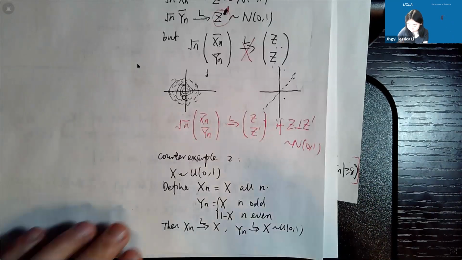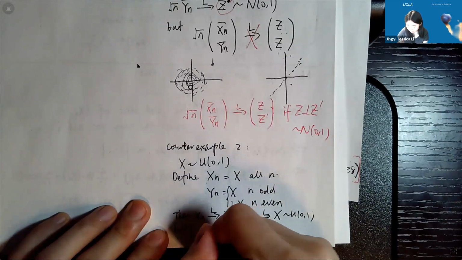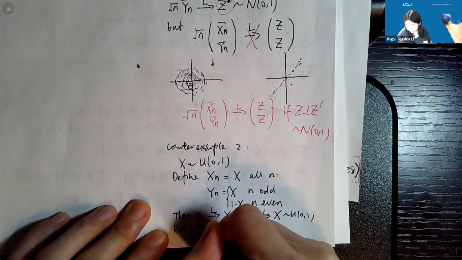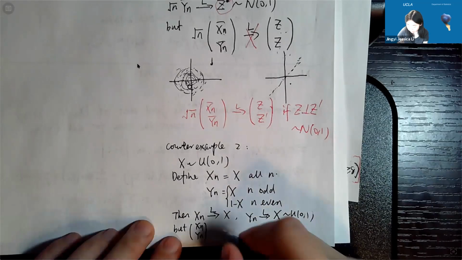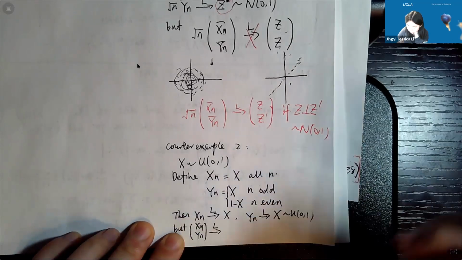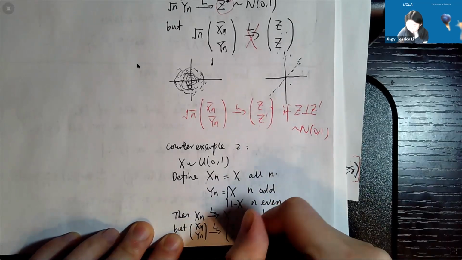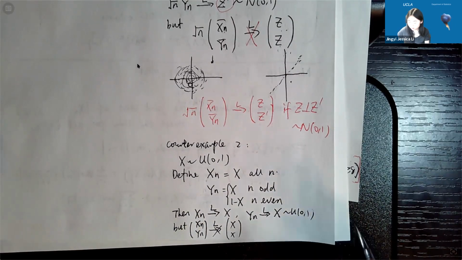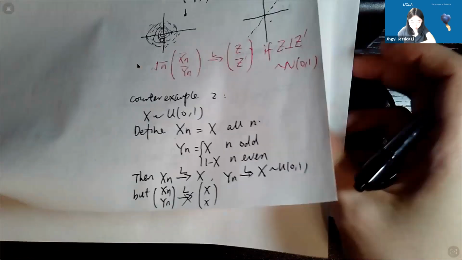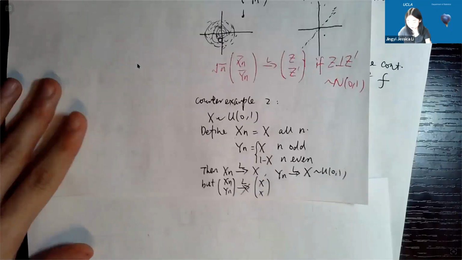But you see, the vector (Xn, Yn) is not converging in law. It's not converging in law to this X at all. The reason is this. Probably this is something I can spend a little time talking about before we finish. We're already running out of time.